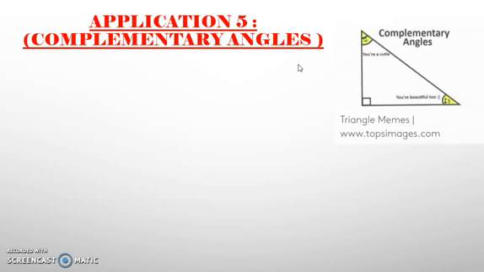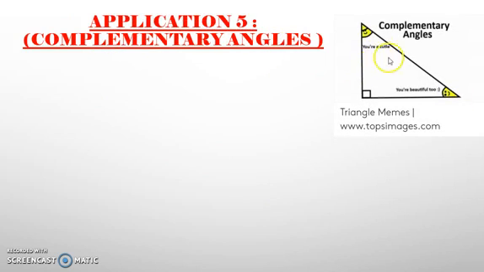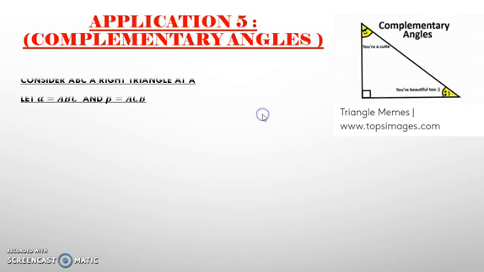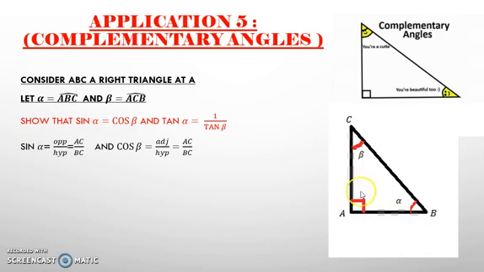Application 5 about complementary angles. What we know about complementary angles is that their sum is equal to 90. For this, consider ABC a right triangle at A and fix the angle ABC as alpha and the angle ACB as beta, as shown in the figure. The question is to show that sine alpha is equal to cosine beta and tangent alpha is equal to 1 over tangent beta. Let's find sine alpha.